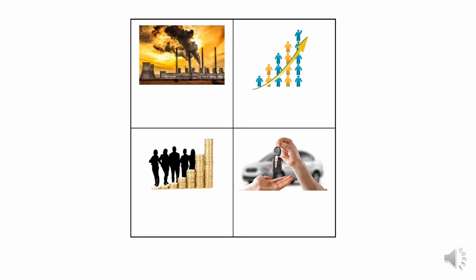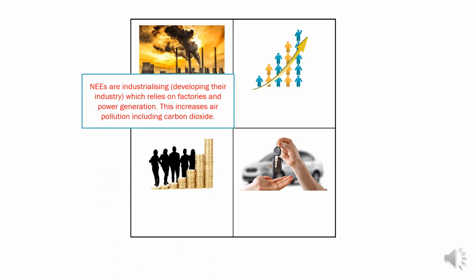Let's go through the answers then. So for developing, for the first picture, you should have something about factories. And NEEs, like Brazil, are industrialising, which means that they are building factories for secondary jobs, and this will increase air pollution, including carbon dioxide, so having a negative impact on the environment.